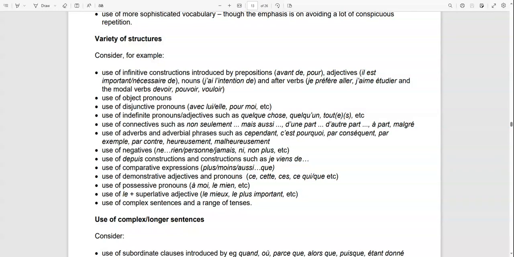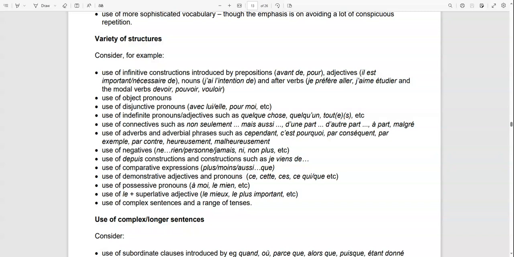So, what else? Use of disjunctive pronouns. They are pronouns used for emphasis, such as those that often come after a preposition, like avec lui, with him, avec elle, with her, pour moi, for me. So those are examples of disjunctive pronouns. So if you can use pronouns in different ways, chez moi, at my house, that kind of thing.